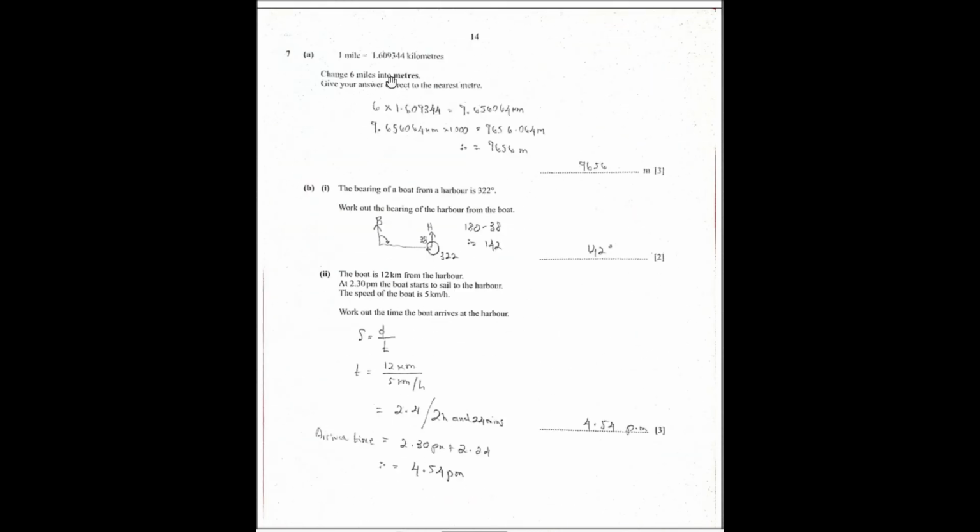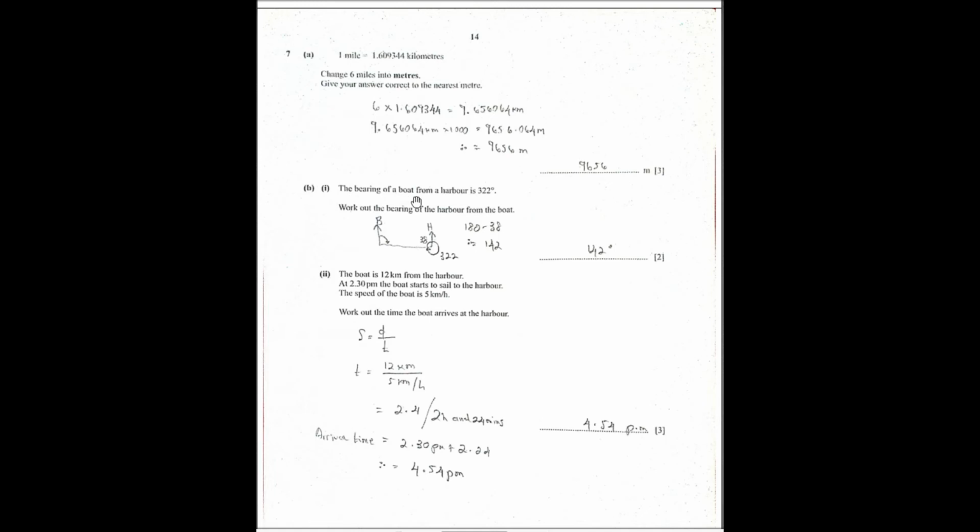Question 7a, 1 mile is equal to 1.609344 kilometers. Change 6 miles into meters. Give your answer correct to the nearest meter. Multiply 6 by 1.609344 to give us 9.656064 kilometers, and then we times it with 1000 to convert it into meters and round off to the nearest meter, which will give us 9656 as our final answer.